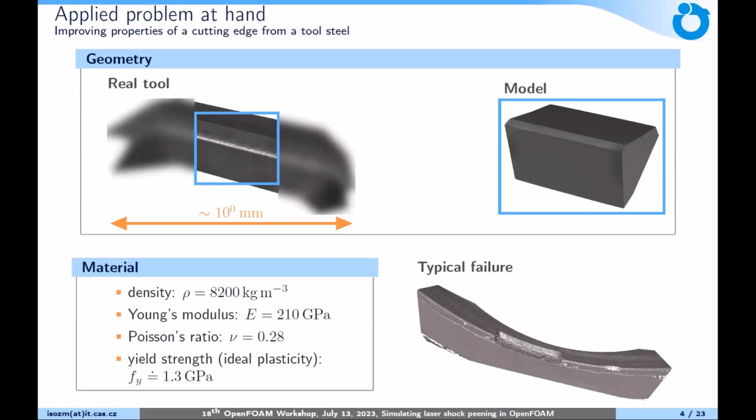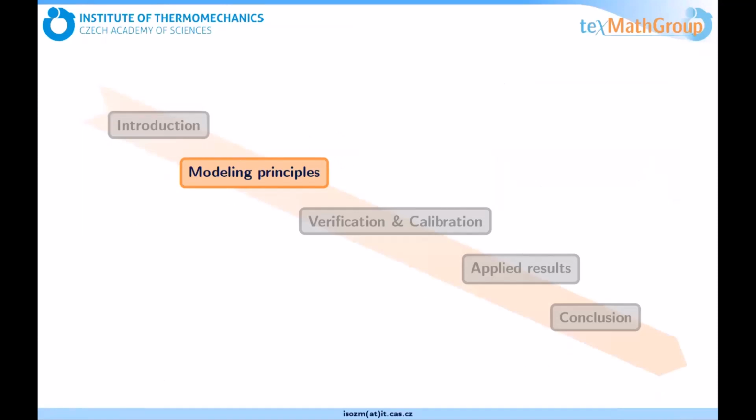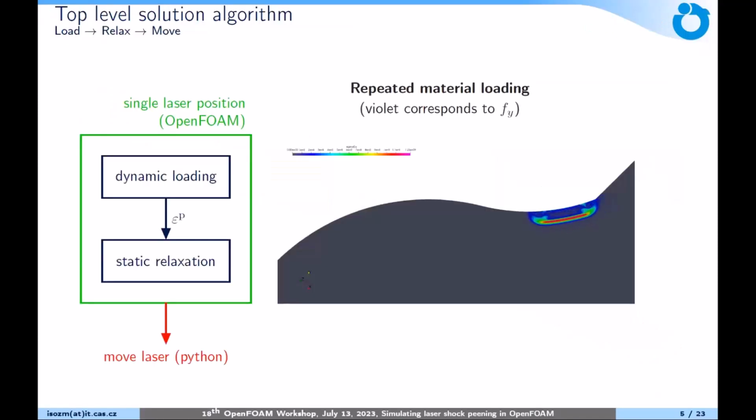So we have a tool, we have a model, it's a cutting edge from tool steel, and this is a typical failure. When we use the cutting edge to generate the component, something breaks out, and they wanted to improve the properties. So a little bit about modeling.